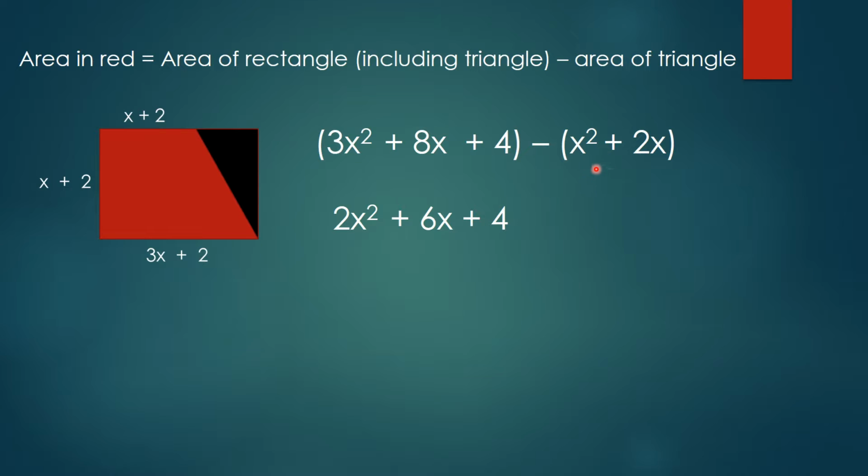3x squared minus x squared is 2x squared. 8x minus 2x is 6x plus 4. So that's an expression to represent the area in red.